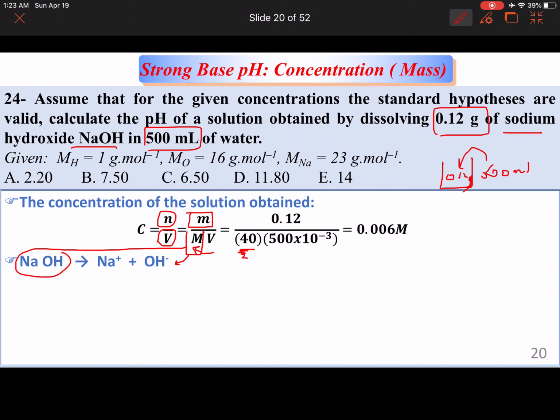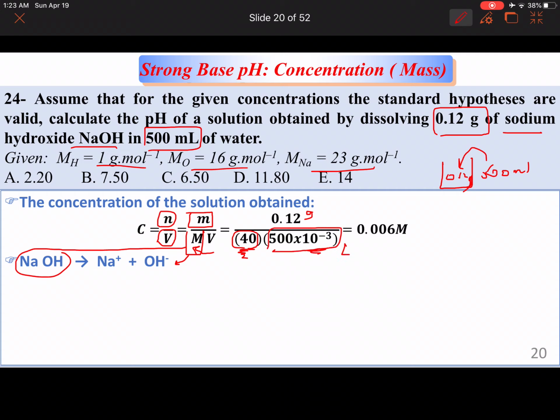Now, if you're lucky, I give you the molar mass of the salt, the sodium hydroxide, which is a salt actually. It exists as a solid, but then it dissolves, and it's a strong base. Otherwise, you have to calculate the molar mass of sodium hydroxide from the molar mass of each of the elements, sodium, oxygen, and hydrogen, which you all know how to do. Then you have the mass in grams divided by molar mass. That gives you moles. And then you have to divide by the volume in liters.